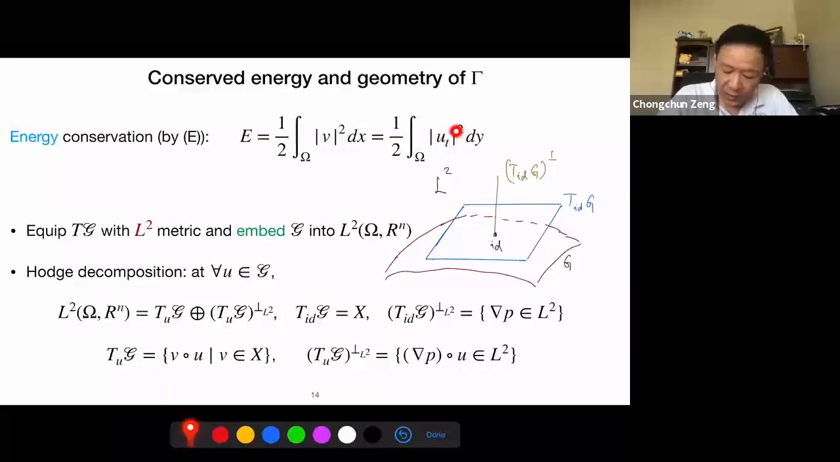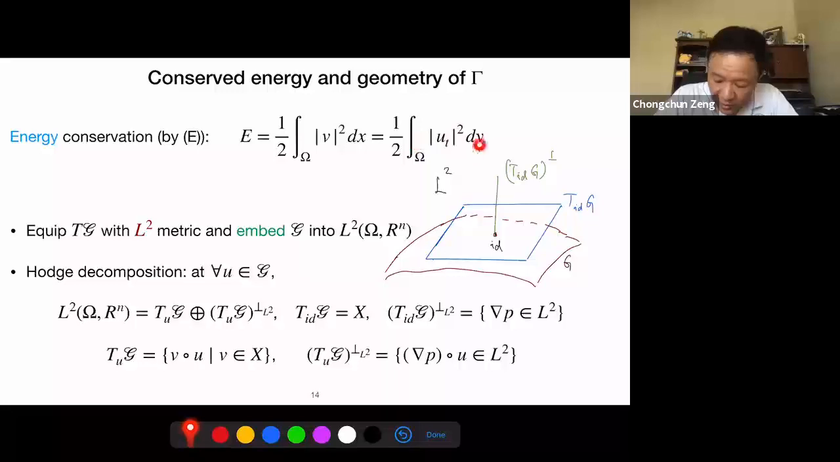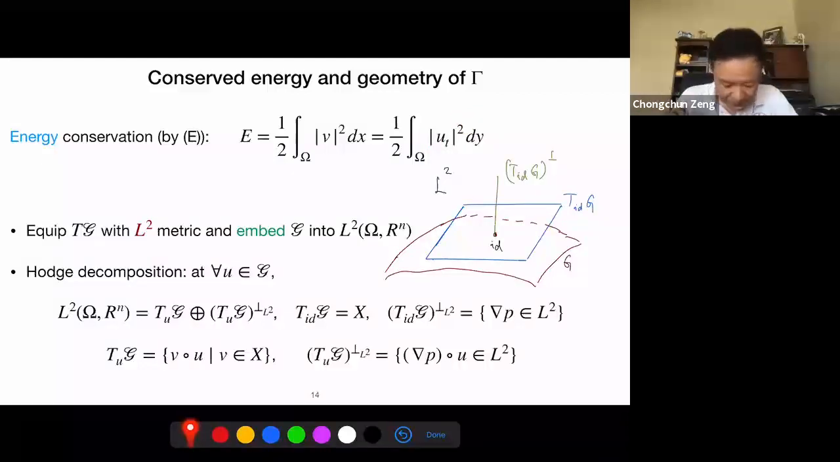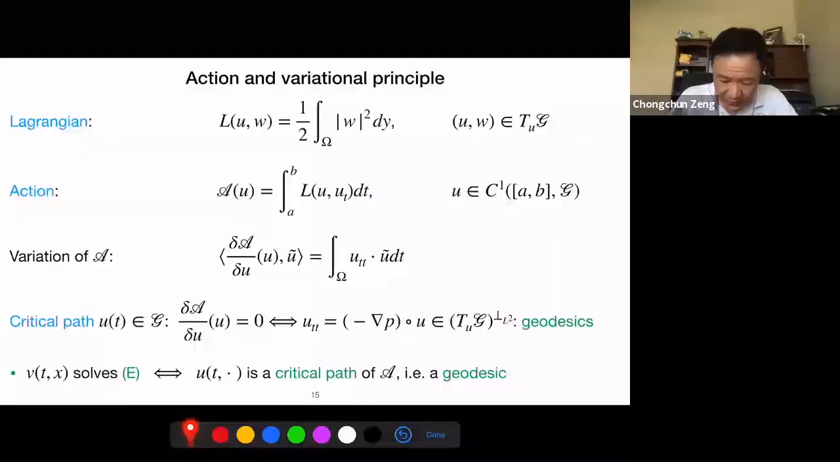So the Riemannian metric induces a much weaker topology than the topology induced by the differential structure. And then let's continue with this.